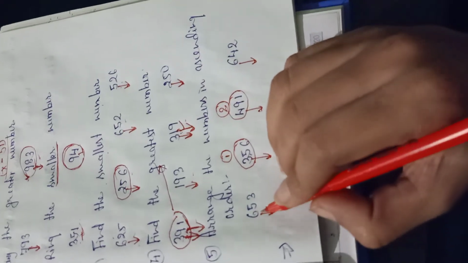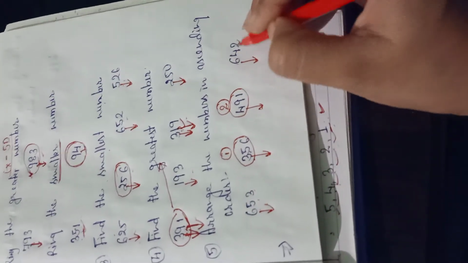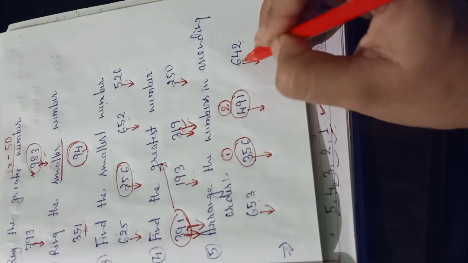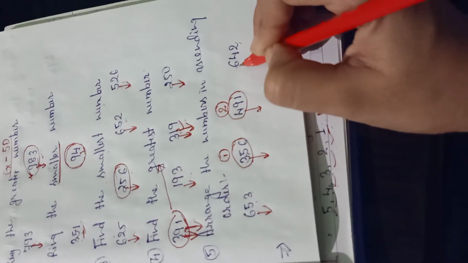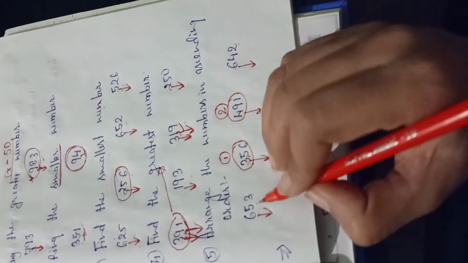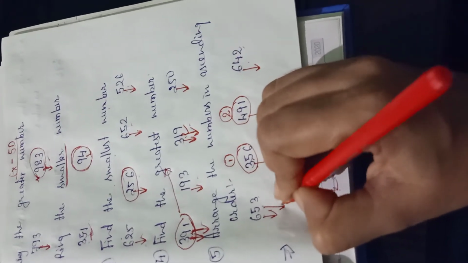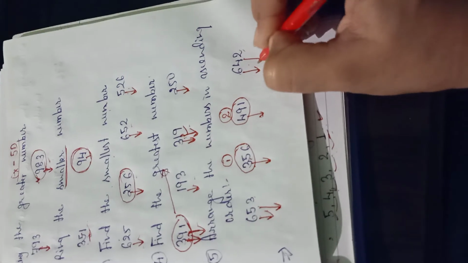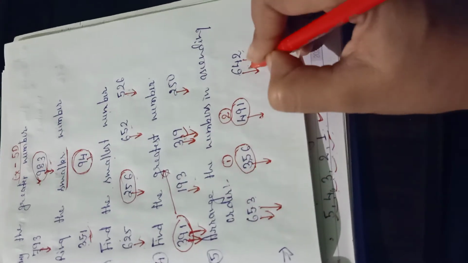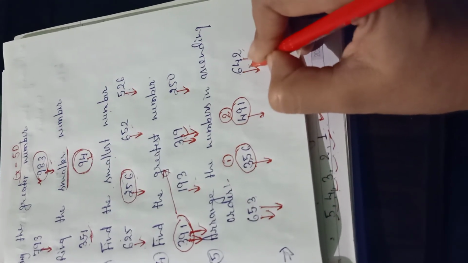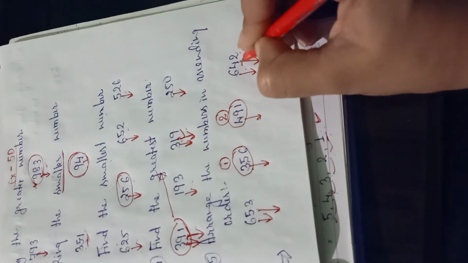But 653 and 642, the 6 and this 6 are the same. So we are not getting a conclusion between these two numbers. So now we move to the next place, the tens place value, 5 and 4. Out of 5 and 4, which one is bigger, which one is smaller? This 4 is smaller.